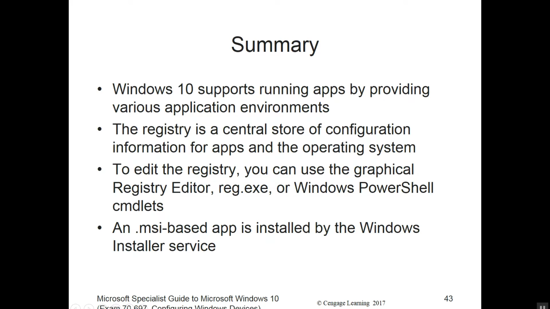There we go. So Win10 supports running applications by providing various application environments. The registry is a central store of configuration information for applications and the operating system. To edit the registry, you can use a GUI, that's regedit, or reg.exe, which is a command line, or you can use PowerShell cmdlets. A .msi based app is installed by the Windows Installer Service.